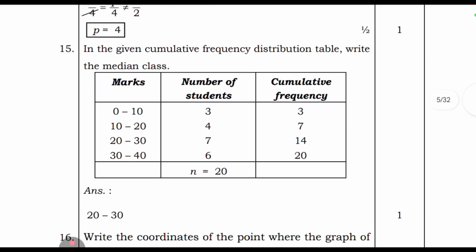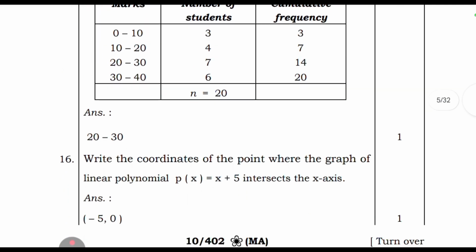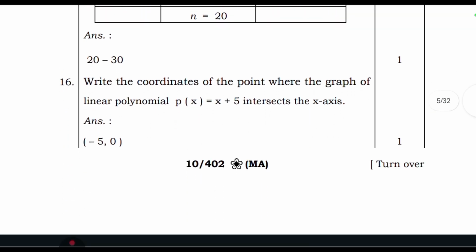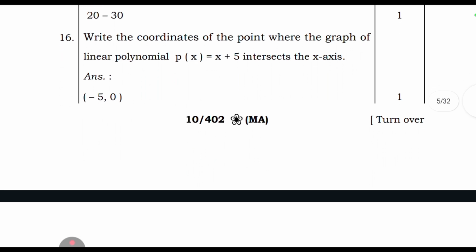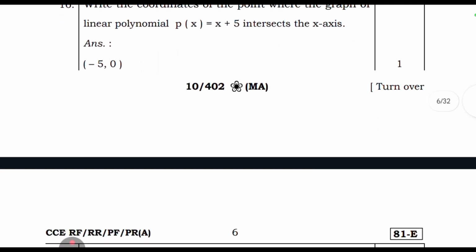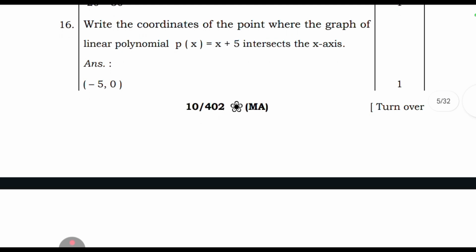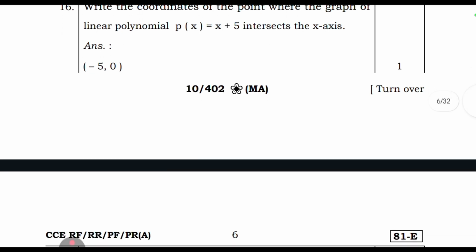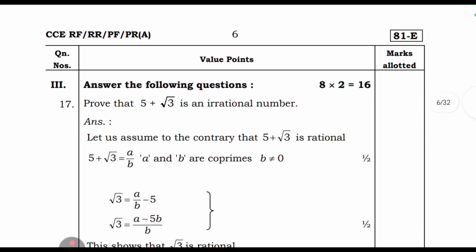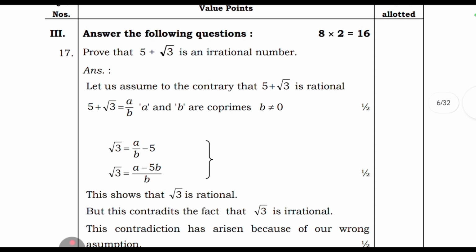And the 15th question, this is from statistics. Now you can see the 16th question. This is from the quadratic equation. Coordinates: write the coordinates of the point, from the graph of linear polynomial lesson. So this is from the real numbers. This is a fixed question. Every year they will ask for 2 marks or 3 marks.